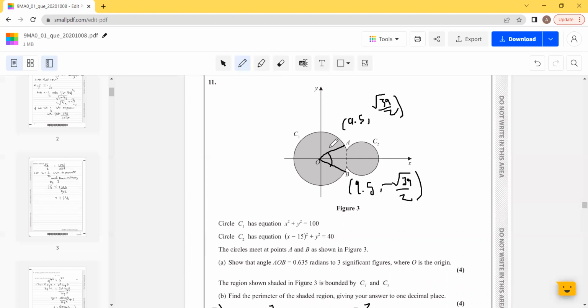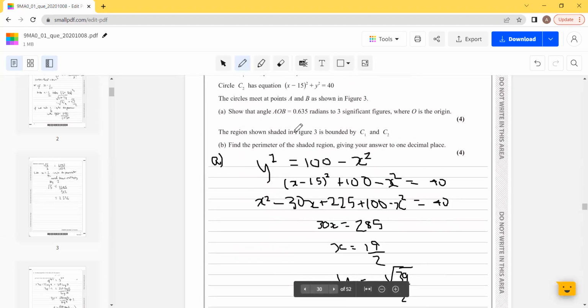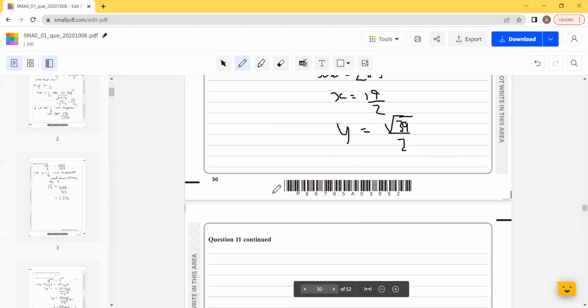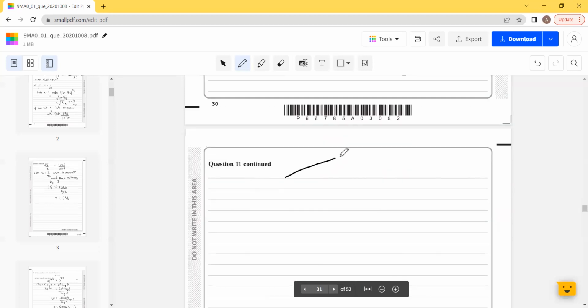Okay, so what I can do now straight away is see that OA is 10, and I know that the distance of the x coordinate from O to A is 9.5. Okay, because A has x coordinate 9.5. So I have this triangle.